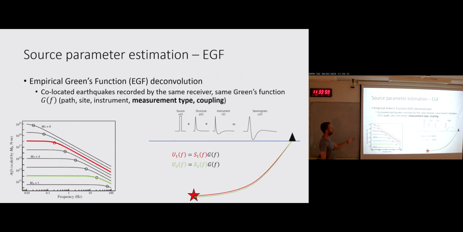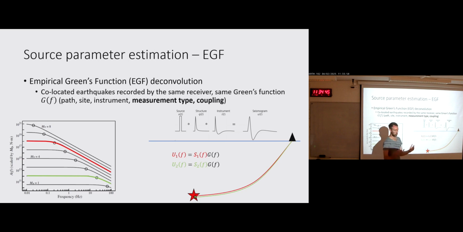So what I did here is take an approach that circumvents most of these problematic issues. This is the empirical Green's function deconvolution approach, otherwise known as the spectral ratios approach. And the idea is that if we have two earthquakes that occur roughly at the same location, and they are recorded by the same instrument, they have similar path terms and the same site term. So we can write the spectra of these earthquakes as a source term multiplied by Green's function. And the Green function collects everything that happens from the source to the station. So path, site, instrument response, and with DAS also the measurement type and the coupling.